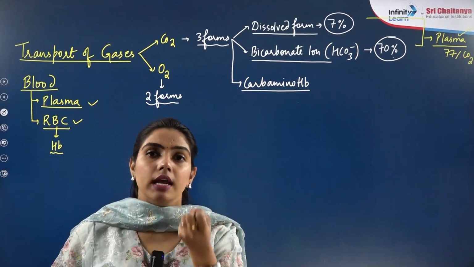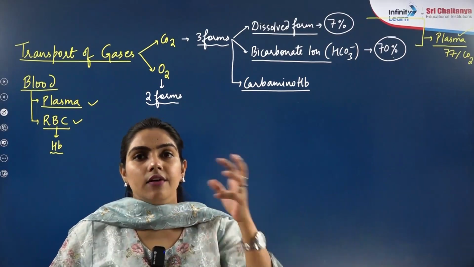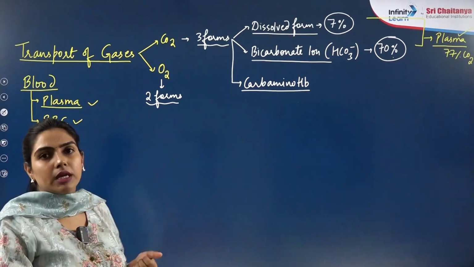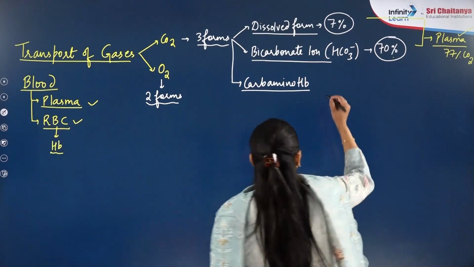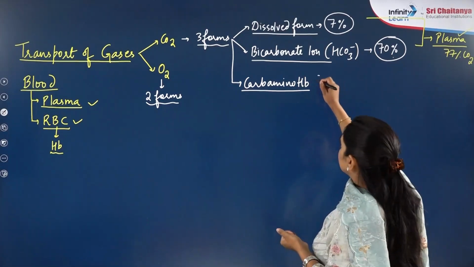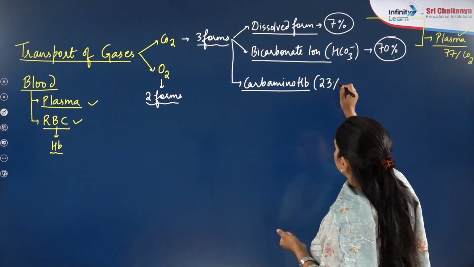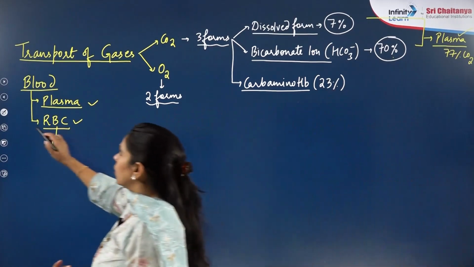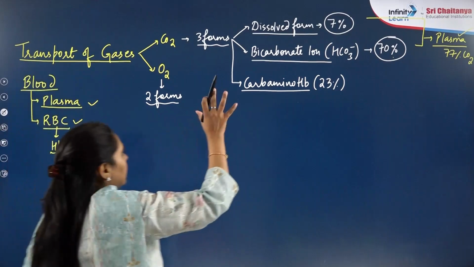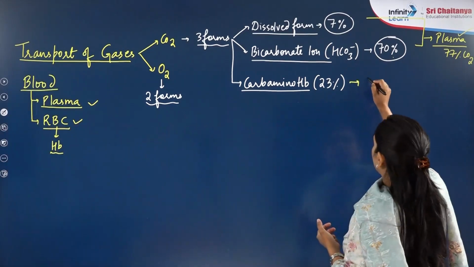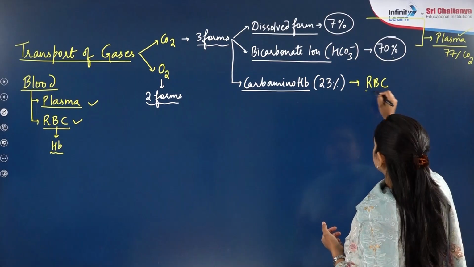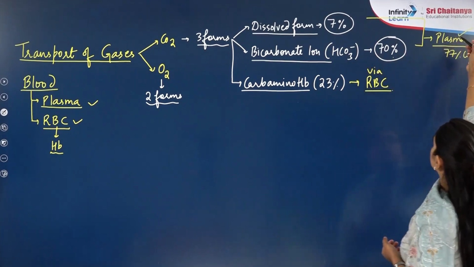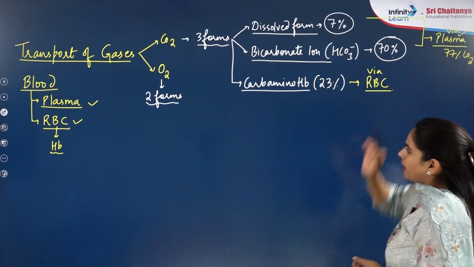In the hemoglobin, the amino group is there at the site where CO2 binds, right? That is why it is known as carbaminohemoglobin. So, how much percentage of CO2 travels in this form? 23%. And obviously, as hemoglobin is present in the RBC, it is going to travel via the RBC. Via RBC, right? And 77% is going to travel via plasma.